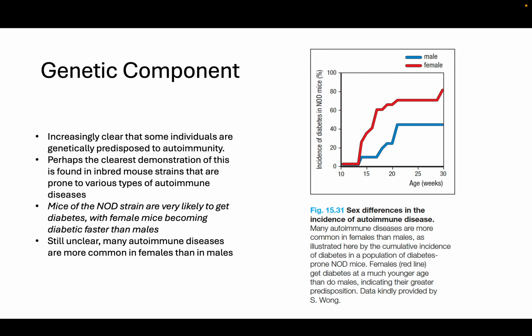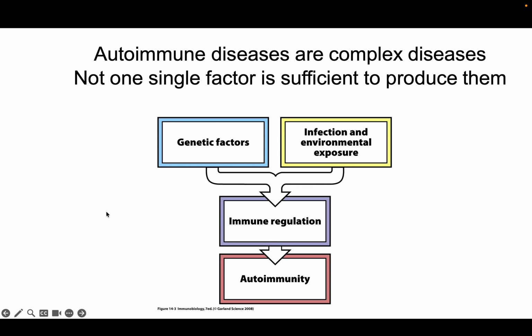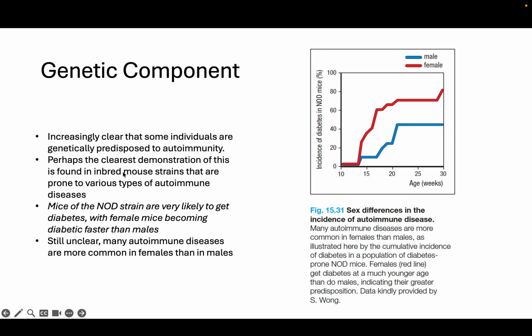So now let's look at the genetic components. This genetic component is a factor that can actually induce autoimmune diseases. So we see this a lot with families. You start to see that in certain families there's an autoimmune disease that keeps popping up. That is always indicative of a genetic factor.